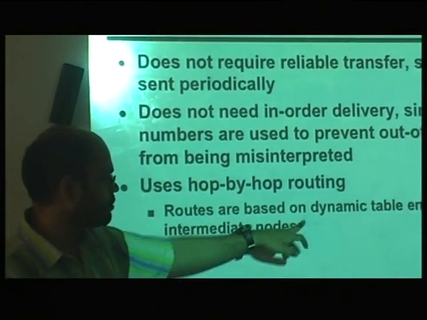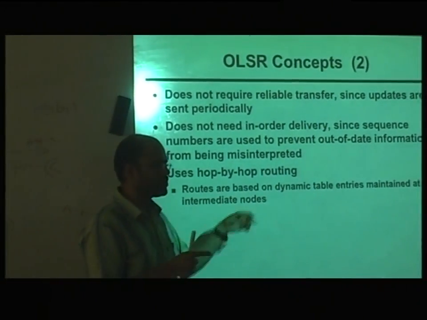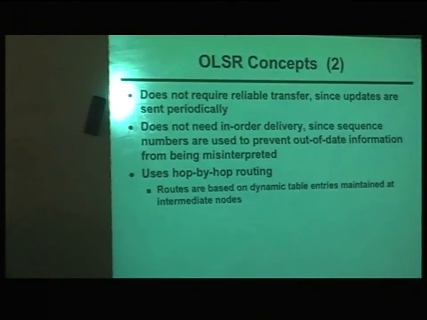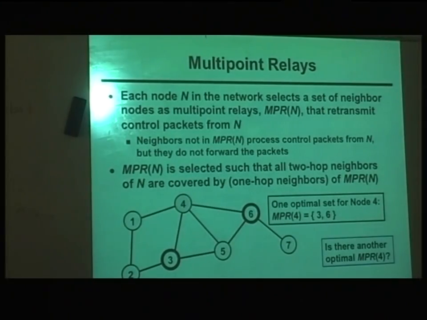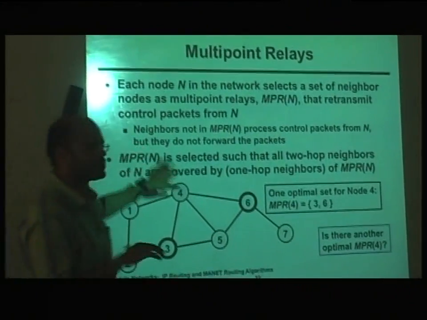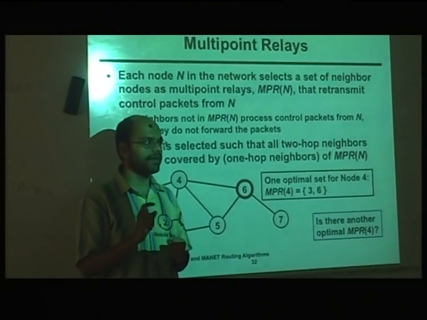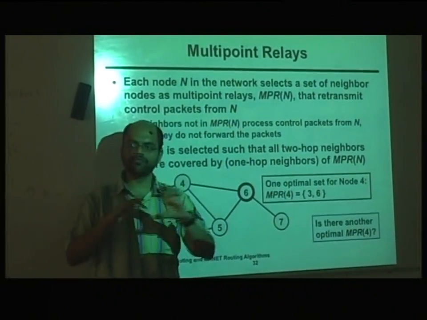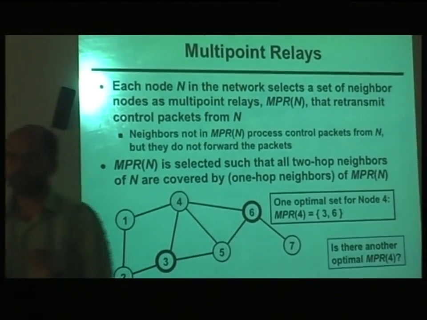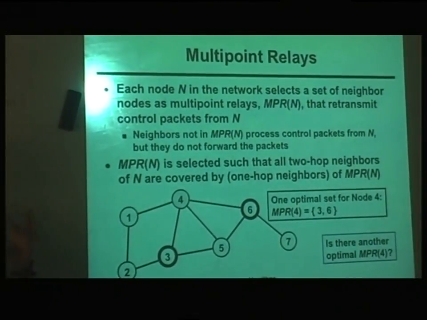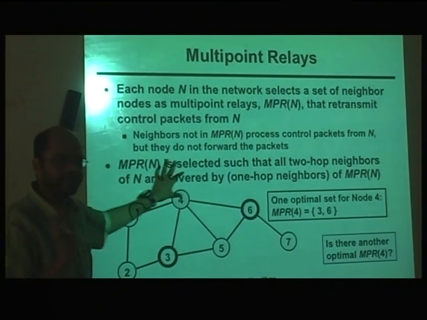It uses hop-by-hop routing. Routes are based on dynamic table entries maintained at intermediate nodes. Everybody has a table and it will use the route. I'll introduce the concept today and we'll rephrase it again, because these are a little mathematical. There is an intuitive way you can understand this, and once you understand it, the mathematics just goes away. But if you just focus on mathematics and don't understand what it means, it will be very hard. So try to understand the concept and then just forget about the maths.